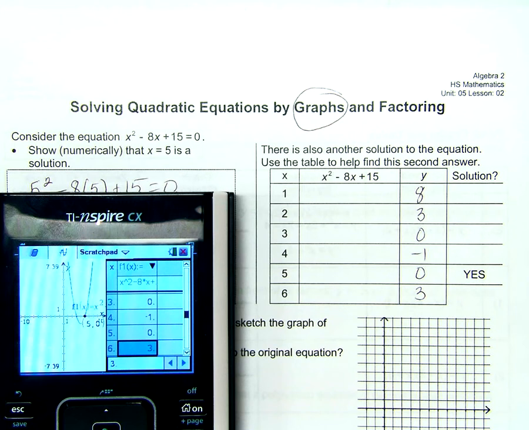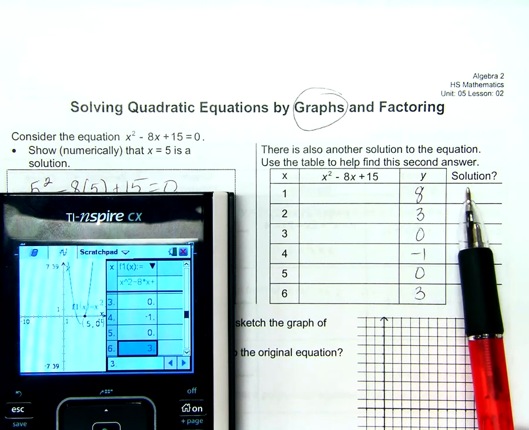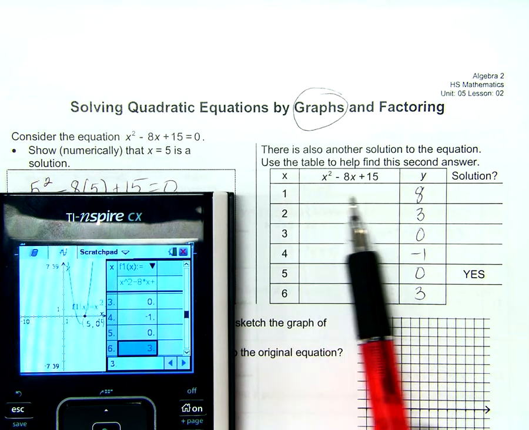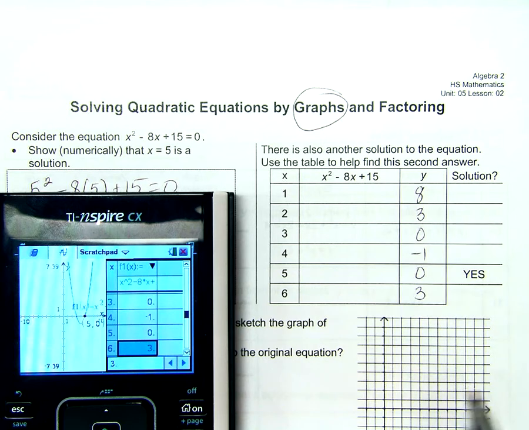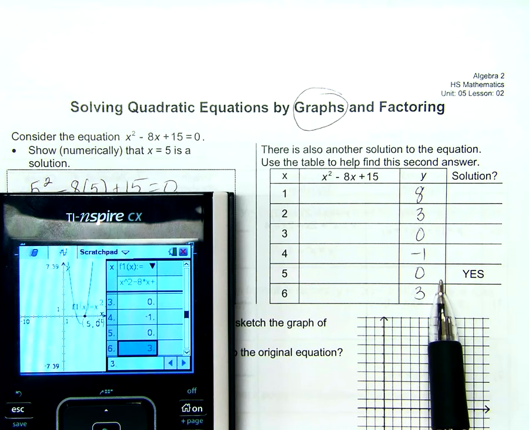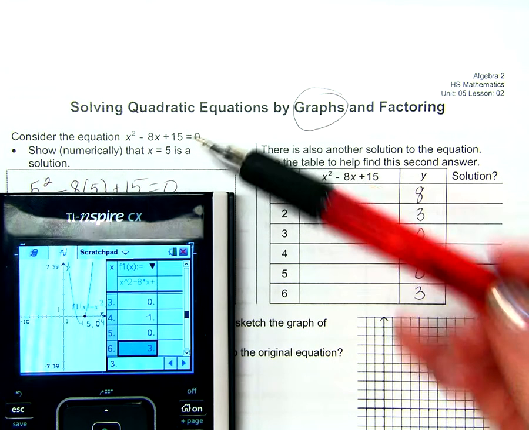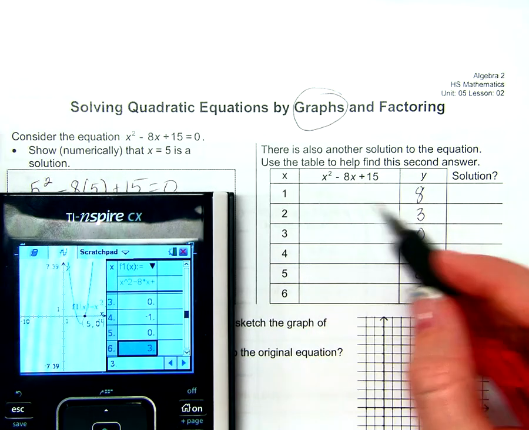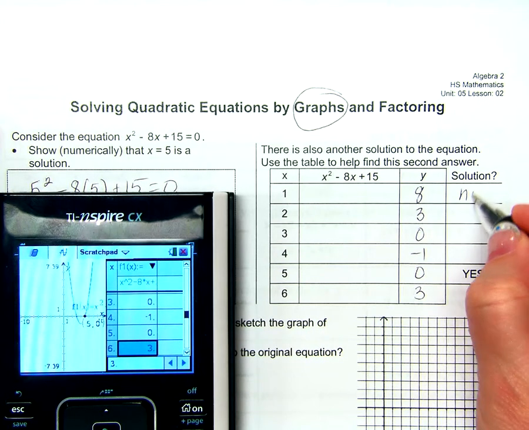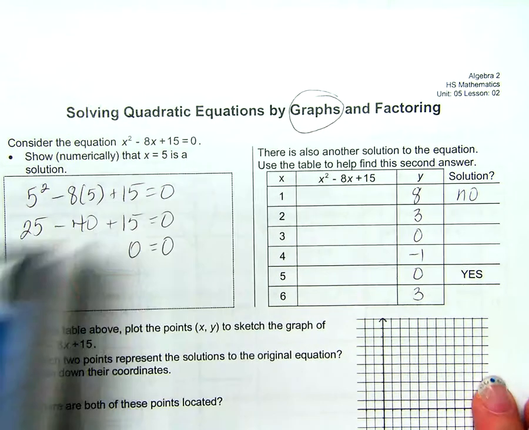Okay? So this just says, is this a solution? Is 1 a solution? Well, how are we going to know if it's a solution or not? How do we know 5 was a solution? Because it equaled 0. What is it asking us to find? Something that equals 0, right? So is x equals 1 a solution? Because it equals 8. It doesn't equal 0.